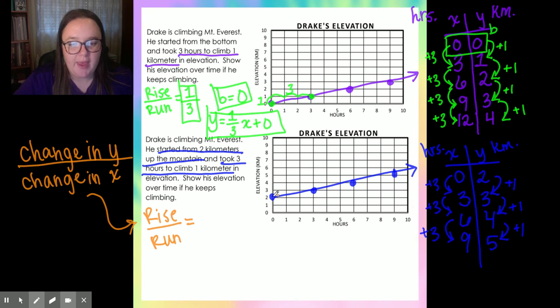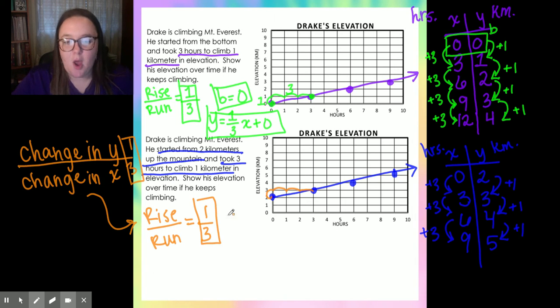Okay, so my rise is we rose up 1 and we had to run 1, 2, 3. So rise 1, run 3. Same thing. Change in y was 1. Change in x was 3. You get the same thing. 1 over 3, right? That is my slope.